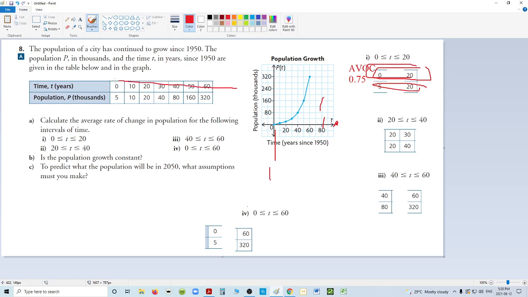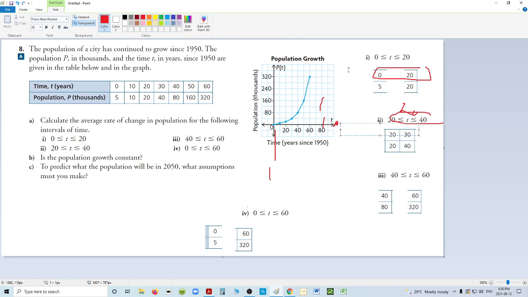You can tell because x here is on the x-axis, and the population here is on the y-axis. Okay, what about this one? Between these time periods, delta x is 20. What's my delta y? The bottom number's 20. What's 20 divided by 20? It's clearly 1. So up top, the AROC was 0.75. Down here, the AROC is 1. So every year, 1,000 people.